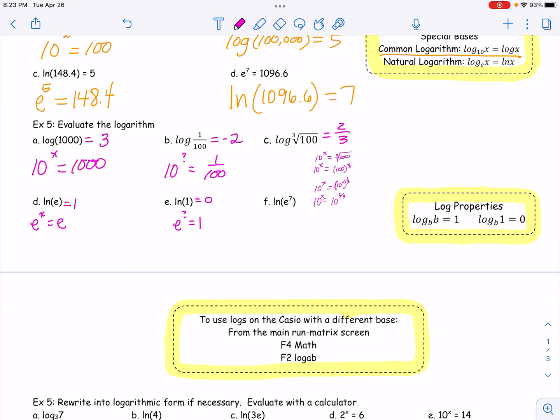And then lastly, natural log, so base of e to the what is equal to the argument of e to the 7th? Well, my bases are the same, so that means this is equal to 7.